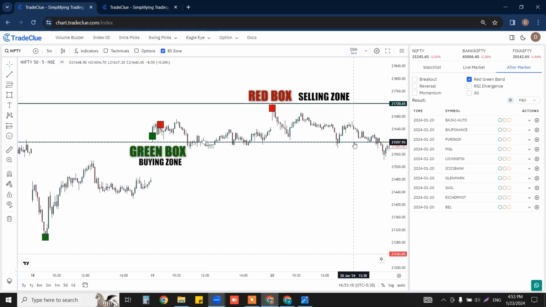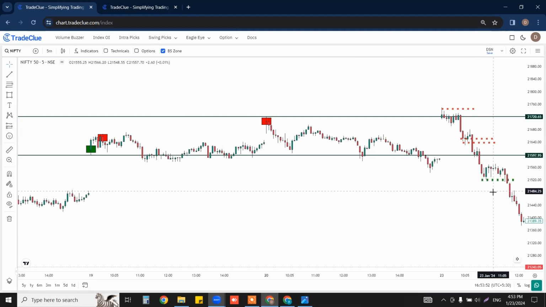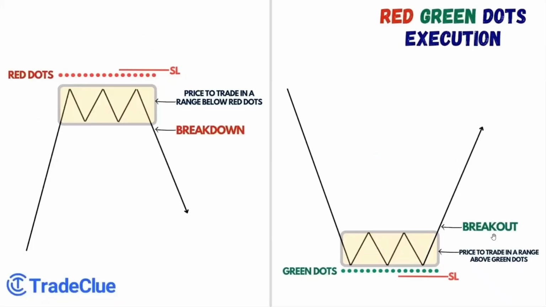The simple understanding is that if the price breaks above the red box, our view should be bullish, and if the price breaks below the green box, our view should be bearish in case of a breakout scenario. Now, the most important and unique feature on your TradeClue chart are the red and green dotted levels, which need to be focused on as per this strategy, as you can see on your screen.